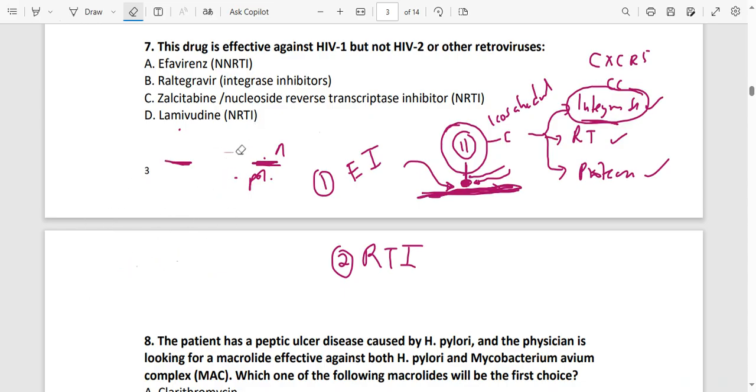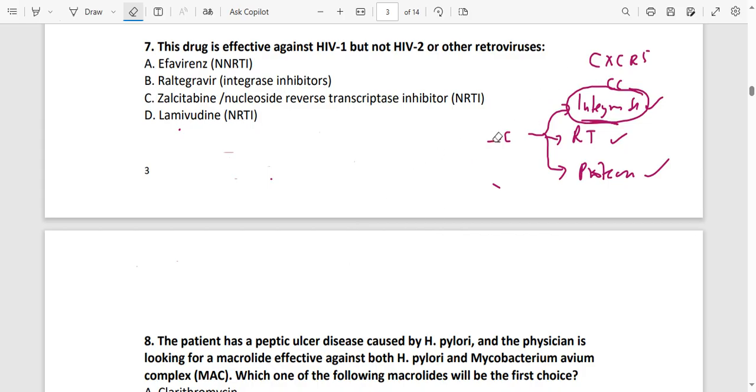Yes, please, doc. Okay. Anyone that wants to help with that question? Why do you think we can't use the non-nucleoside reverse transcriptase inhibitors for HIV-2? They can only work for HIV-1. Anyone? Anyone to help?